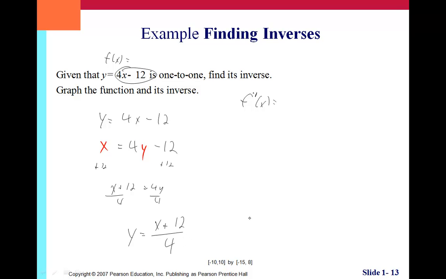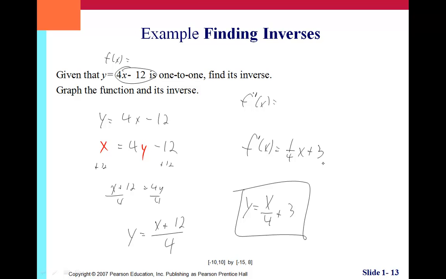If I wanted to, you could even write it another way. You could write Y equals, if you separate them, X over 4 plus 3. That actually looks like it's in slope-intercept form, so that's cool. You could write it as Y equals 1/4 X plus 3. Either of these are okay. I'm going to just go with the slope-intercept. But this is f inverse of x. So f inverse of x is equal to 1/4 X plus 3.